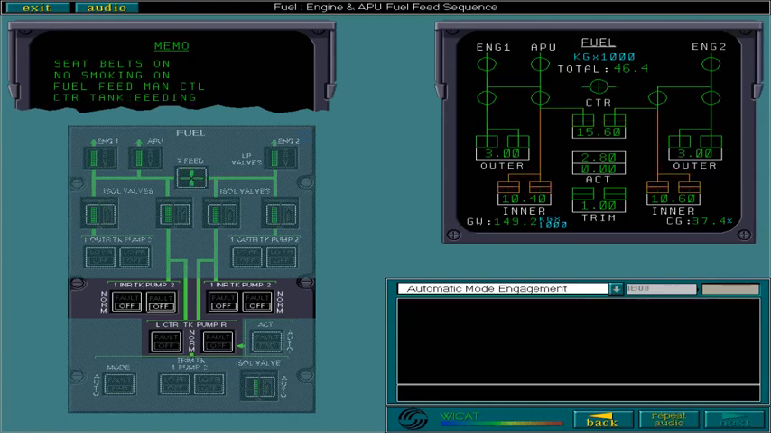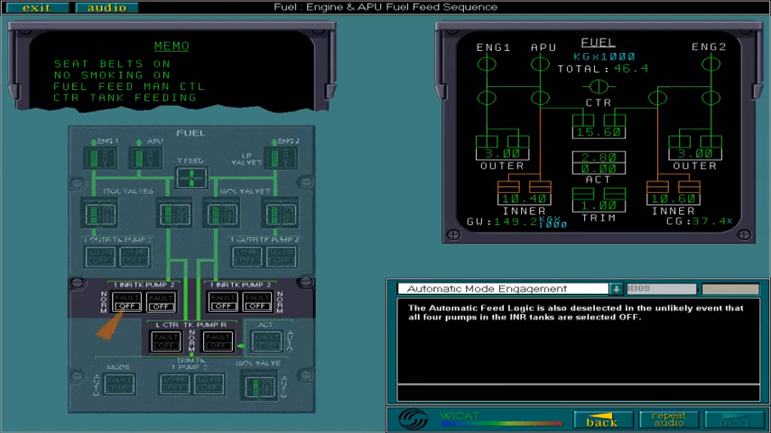The automatic feed logic is also deselected in the unlikely event that all 4 pumps in the inner tanks are selected off. In both cases, with all pumps off in the centre or inner tank, the feed mode is manually operated and all the pumps are directly controlled from their respective push buttons.